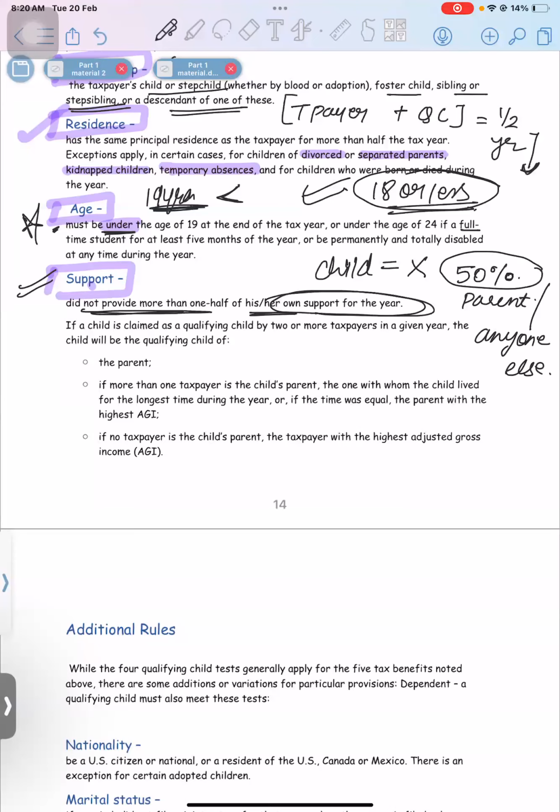So here also there will be some complex MCQ where you will get confused. Support test means the own expenses of the child will not be provided by him.